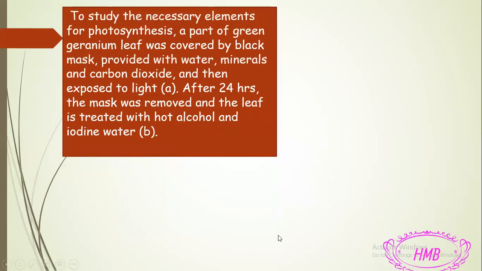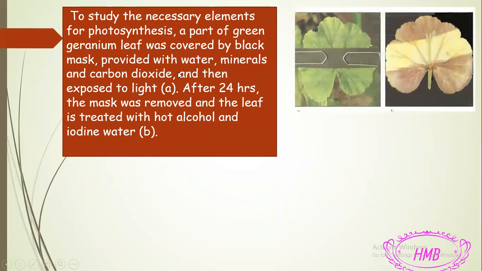Now we have another experiment. Let's see what is this experiment and why we made it. To study the necessary elements for photosynthesis, a part of a green geranium leaf was covered by a black mask, provided with water, minerals, and carbon dioxide, and then exposed to light, as in A. So this is the experiment that we made.